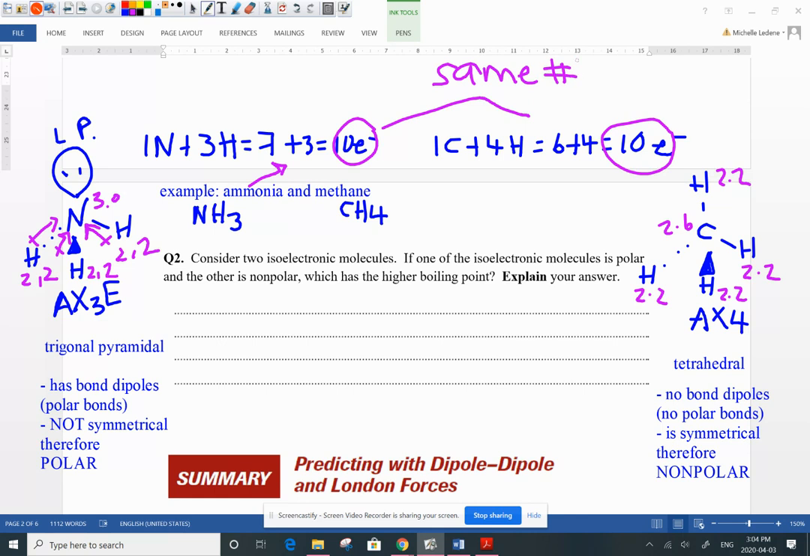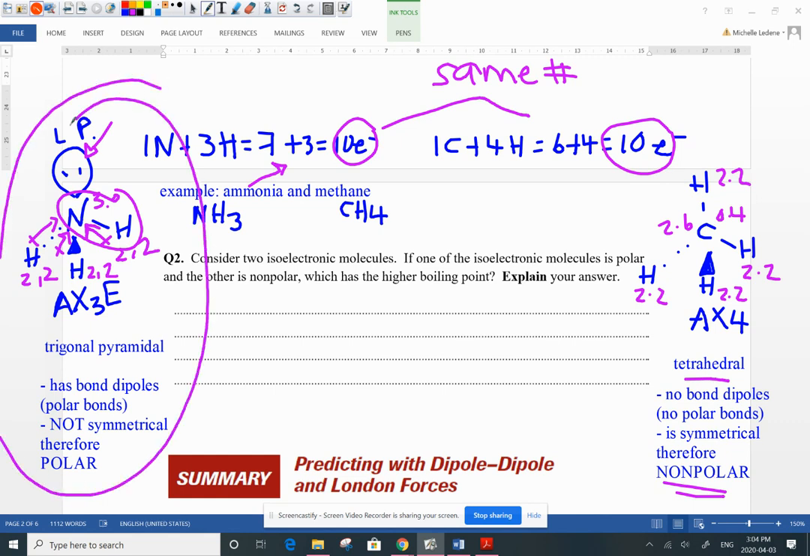We know that ammonia is trigonal pyramidal. It has bond dipoles. You can see there's an electronegativity difference between the nitrogen and the hydrogen, and that creates a polar molecule. And this is not symmetrical. Remember, it has this giant lone pair of electrons here, so we have a polar molecule. On the other hand, over here with methane, tetrahedral structure, there are no bond dipoles, only a difference of 0.4 between the carbon and the hydrogen. It is a symmetrical molecule. This is nonpolar.